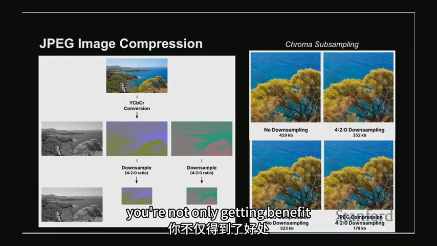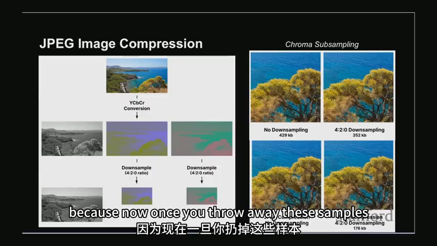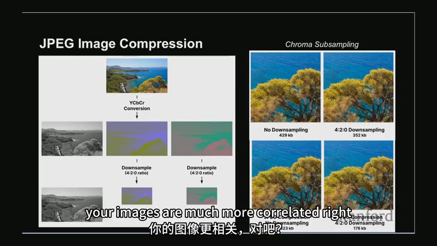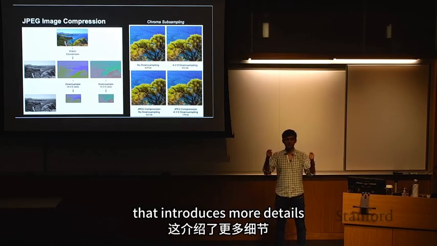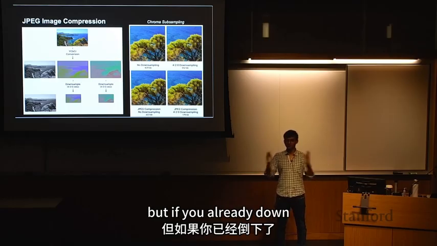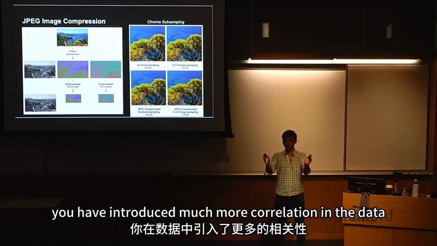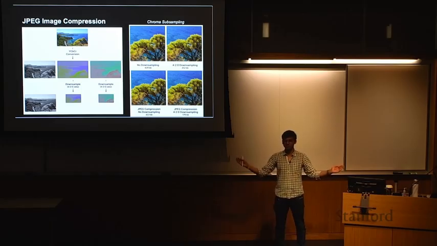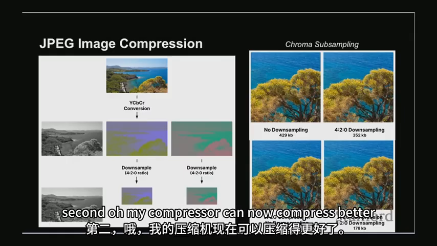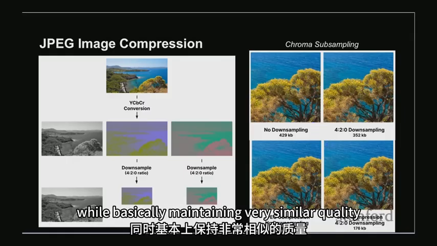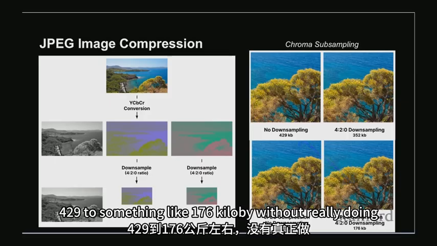So what I want to say is you're not only gaining benefit by throwing away the samples, you're gaining a lot of benefit because once you throw away the samples, your images are much more correlated. If you have a much bigger pixel array, that introduces more details, which means more high frequency components. But if you already downsample it, that's like low pass filtering. You have introduced much more correlation in the data which your downstream compressor can exploit. So it's a win in two different ways. One, you throw away the data. Second, your compressor can now compress better while maintaining very similar quality. It's really powerful. You have already gone from 429 to something like 176 kilobytes without doing much.